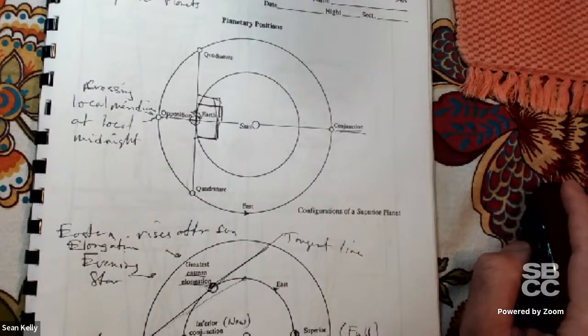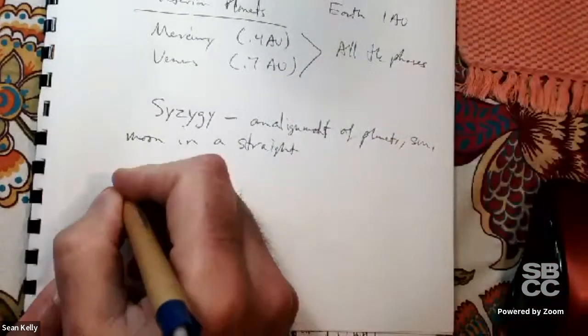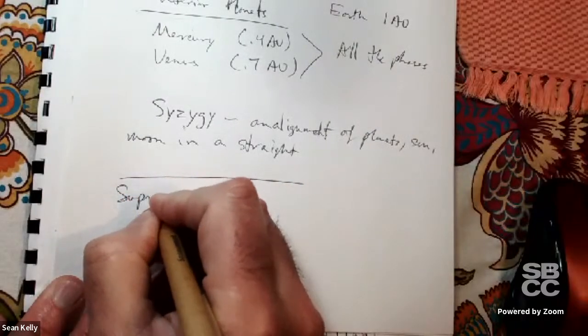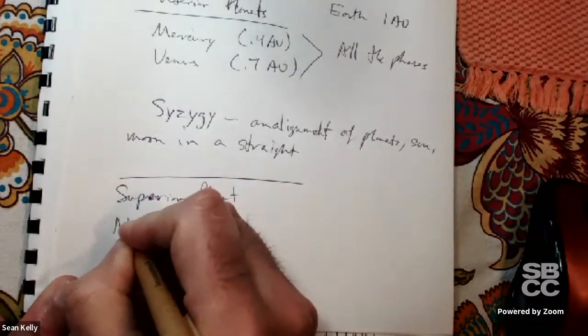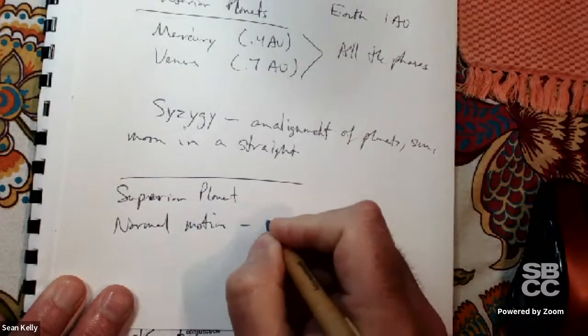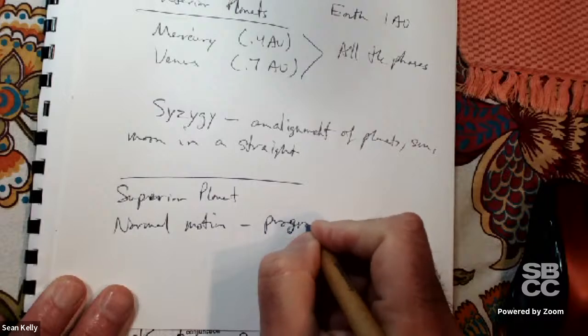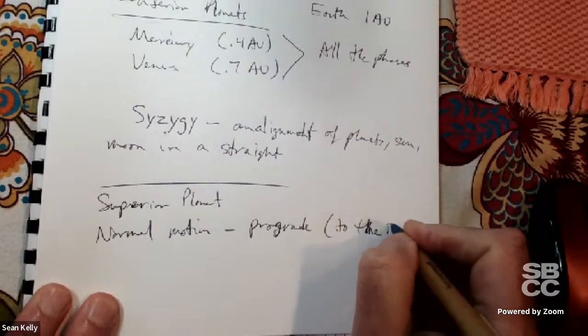that sometimes when we watch the planets, they have a normal way of moving, and that normal way of moving is towards the east through the constellations. But every once in a while, they appear to go backwards. The normal motion, and we're going to do a superior planet, but it's true for any of them, night after night is called prograde motion, and it's to the east.